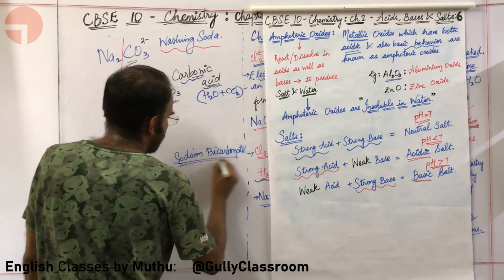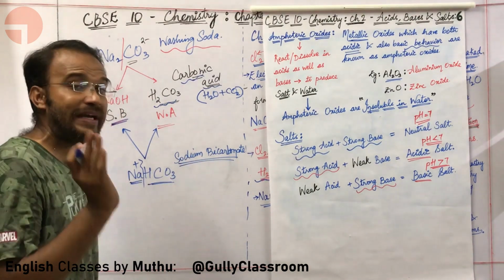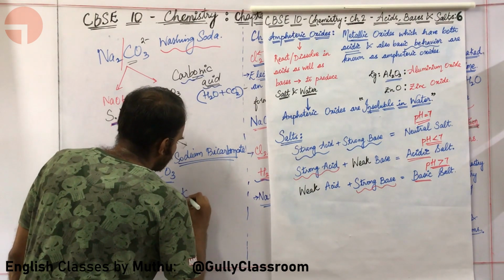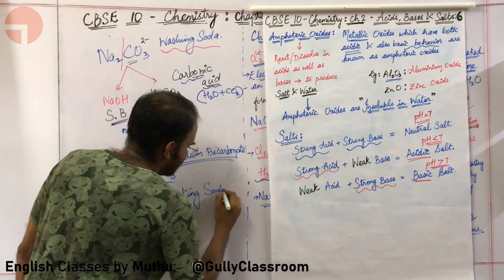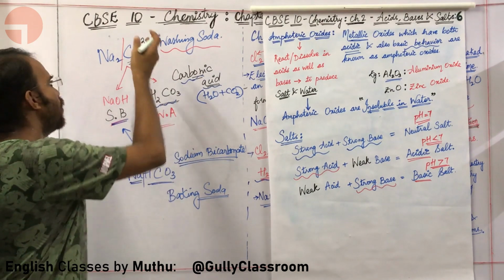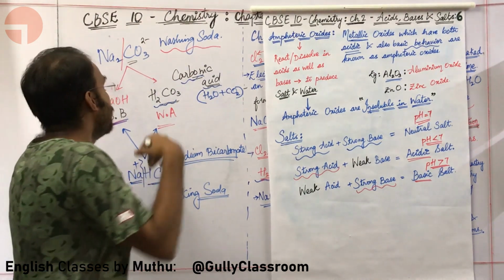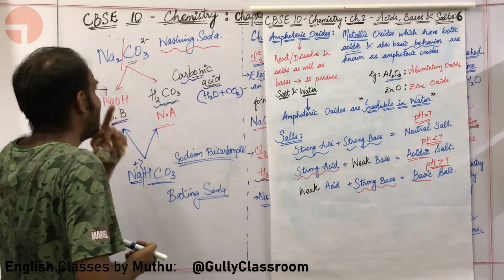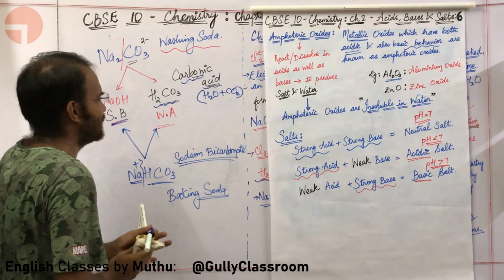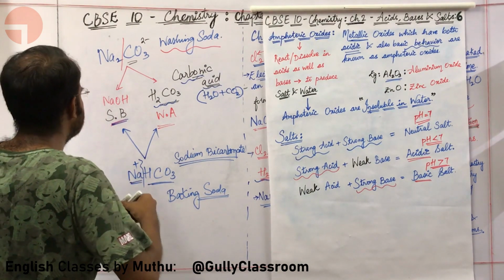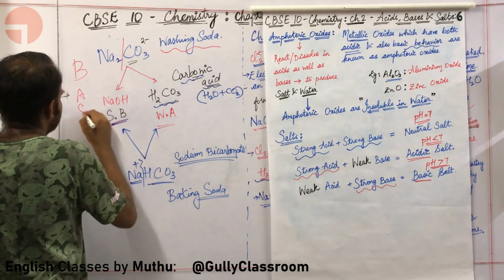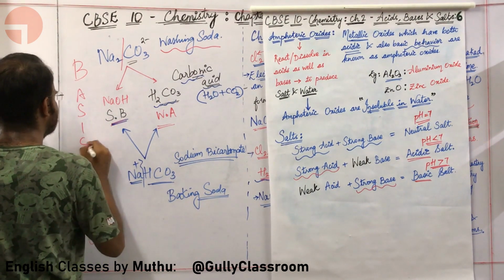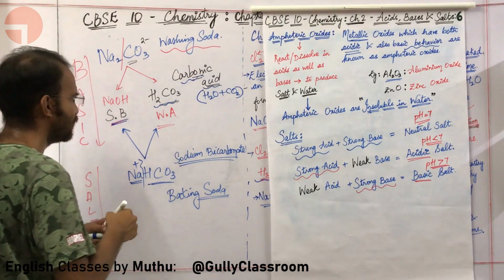Sir, what is the common name of sodium bicarbonate or sodium hydrogen carbonate? It is called baking soda. We will learn about washing soda and baking soda in the next lecture. That is basically the end of basic salts. What are these salts? These are called basic salts. Comfortable with this?